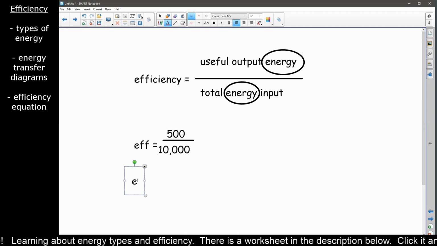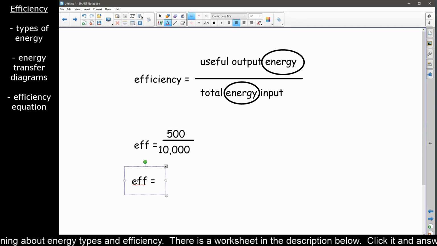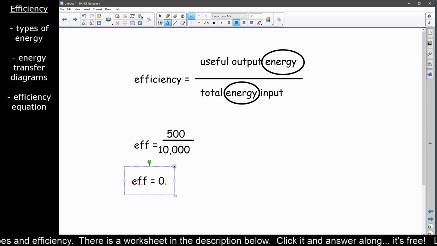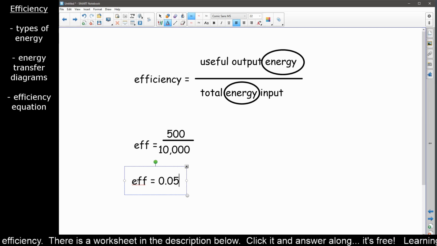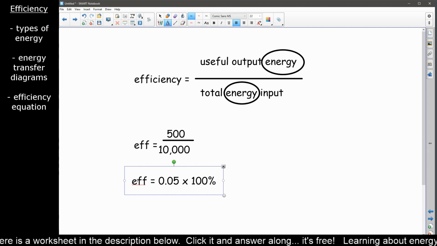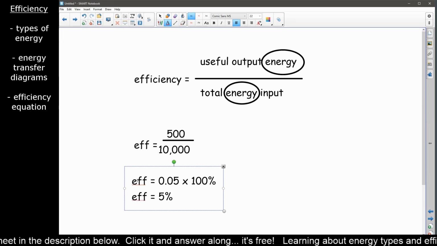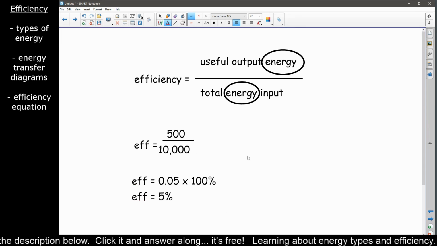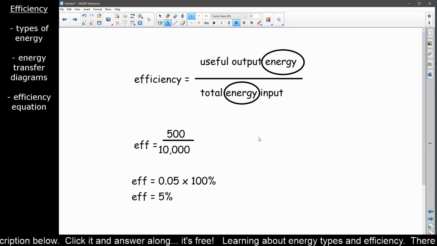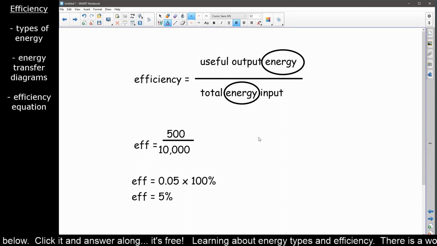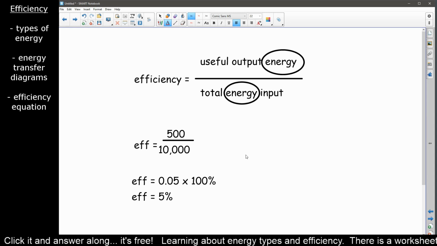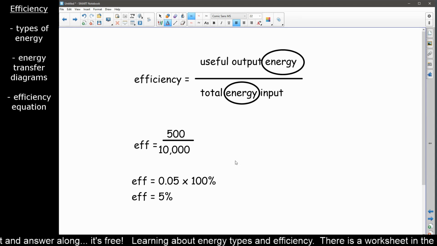And this time my efficiency, once again grabbing our calculator, 500 divided by 10,000, that's going to give us 0.05. Multiply that by 100% to quote it as a percentage, and that gives me an efficiency equal to 5%. That's certainly a long way down from 91%. If you get 5% in your GCSE exam, that is bad news. So this is how efficiency works.